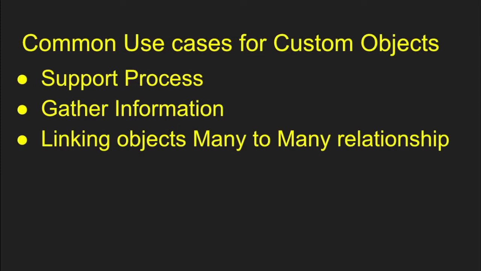So some common use cases for custom objects: they're there to support processes and gather information. It's good for linking objects for those many-to-many relationships, also known as a junction object. So if you need to have those connections, this is a great tool to use for that. Custom objects are probably what you want to have.